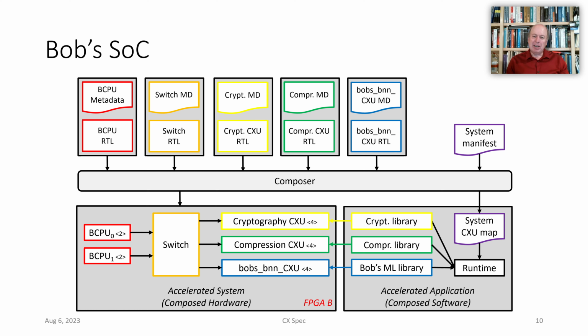He designs a binary neural network composable custom extension, a CXU that implements its custom instructions, and a CX library that discovers, selects, and issues its custom instructions. He builds this system again, and now all three custom extensions and their libraries work together, each accelerating different parts of the workload.